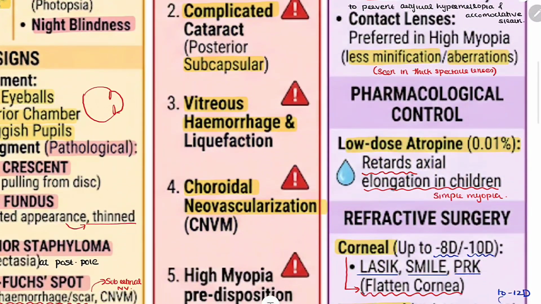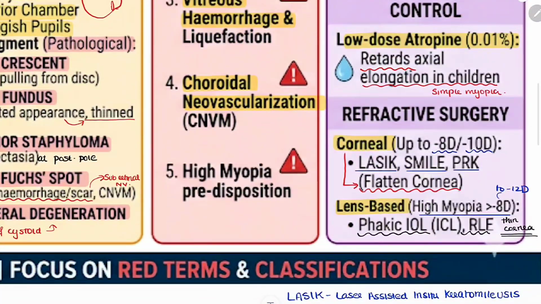Now coming to pharmacological control, that is low dose atropine, 0.01% atropine. This is usually given in children to retard the axial elongation. So in school myopias, it can retard the axial elongation. That is the pharmacological control. And the main thing is refractive surgery.